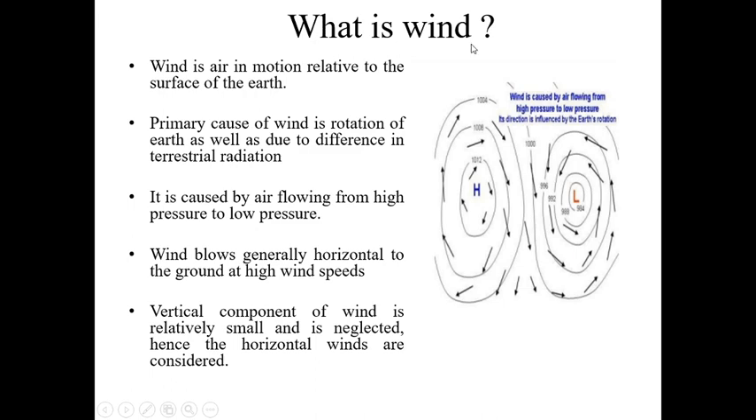So what is wind? Wind is nothing but the air which is in motion, and it is relative to the surface of the earth. This wind moves from the higher pressure to the lower pressure, and the wind is caused due to the rotation of the earth and due to the difference in the terrestrial radiation. So here you can see the high pressure zone is there, low pressure zone is there. So wind is moving from higher pressure to the lower pressure, or you can see it is moving towards the right side.